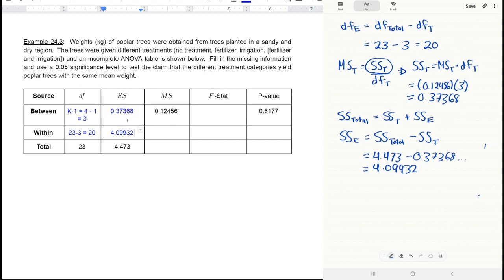Okay, so now that we have the error sum of squares and the error degrees of freedom, we can now calculate the error mean square. The error mean square is the error sum of squares over the error degrees of freedom. So this is 4.09932 divided by 20, and this will be 0.204966.